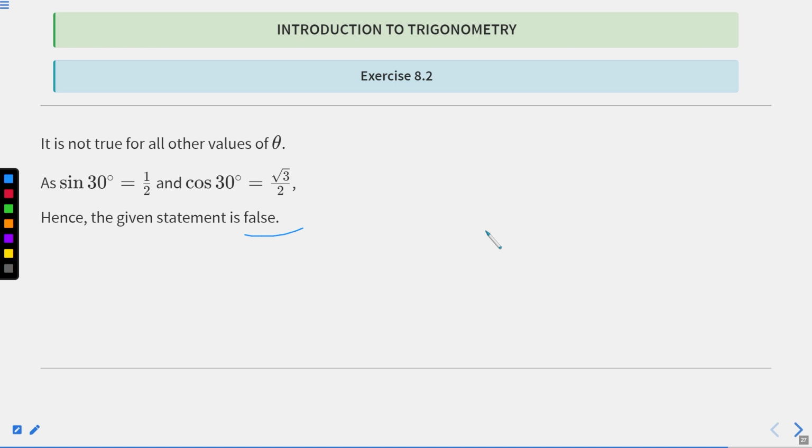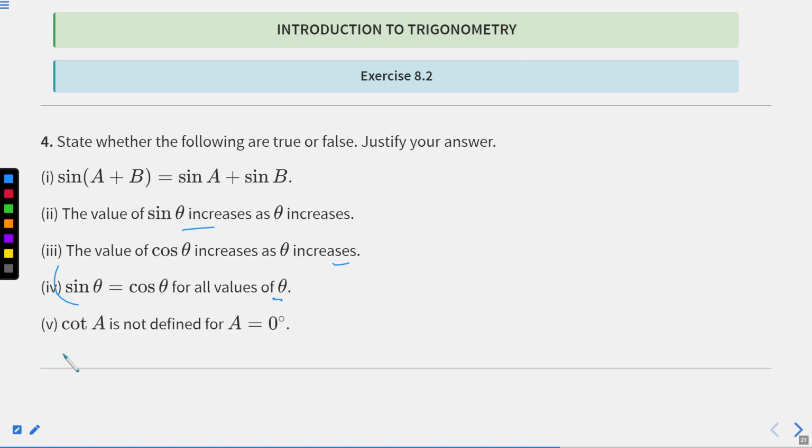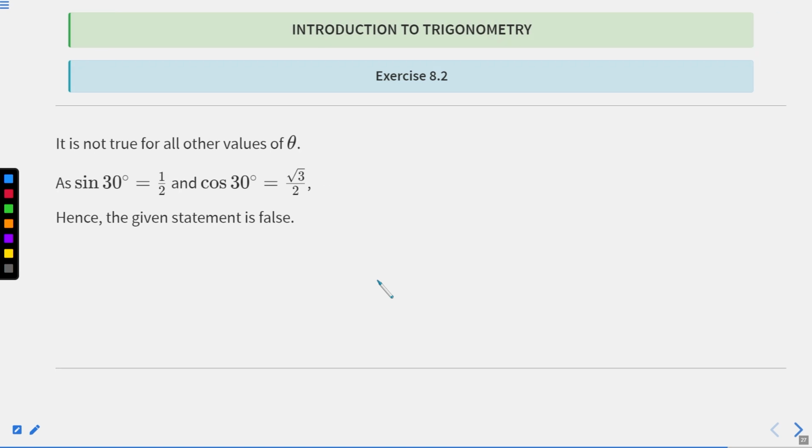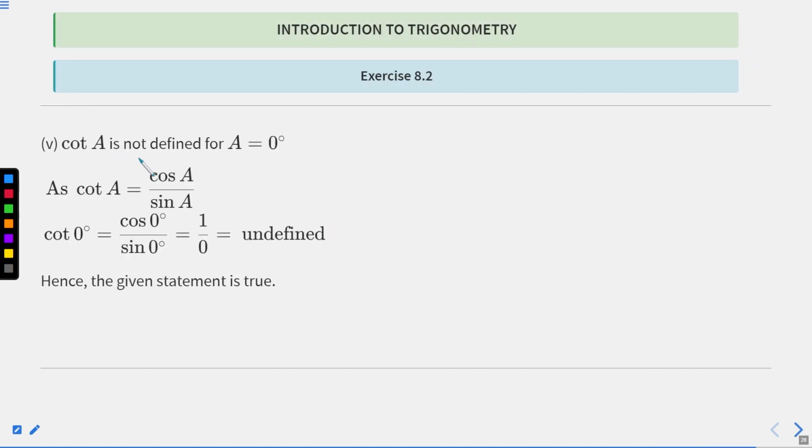Now let us see statement number 5. We have: cot A is not defined for A equal to 0 degree. Let us check whether this statement is true or false. Here cot A is actually cos A divided by sin A, and cot 0 degree is equal to cos 0 degree divided by sin 0 degree. We know the value of cos 0 degree is equal to 1, and sin 0 degree is equal to 0. So this is equal to 1 by 0, and this is undefined. Hence the given statement is true.